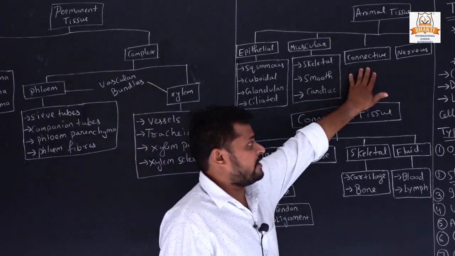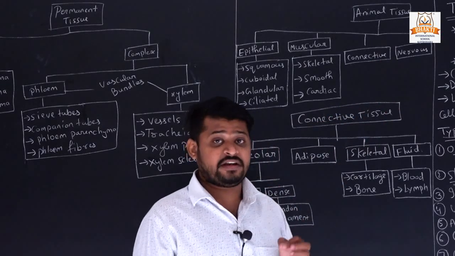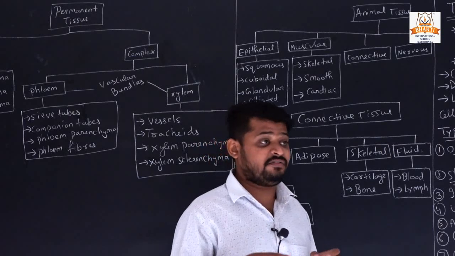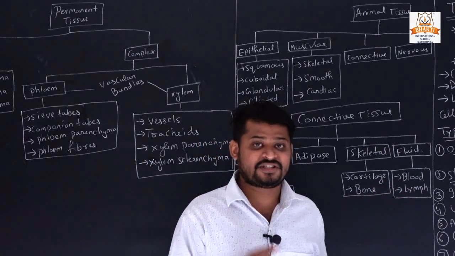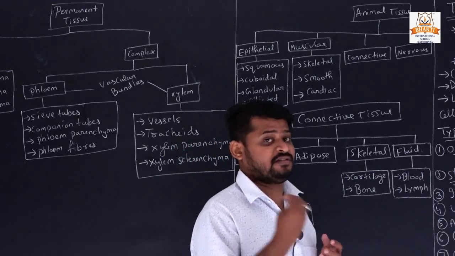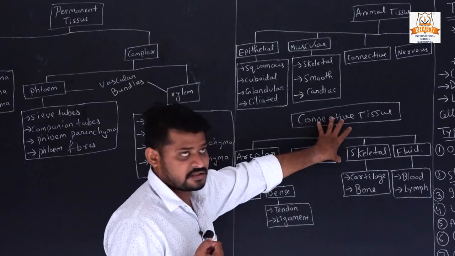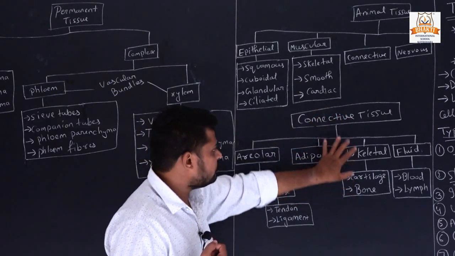Now third one is connective and fourth one is nervous. Connective tissue is also very important. Why? Because it will connect and make a large tissue, and there are so many different types of functions in a connective tissue. So we will see the structure here.